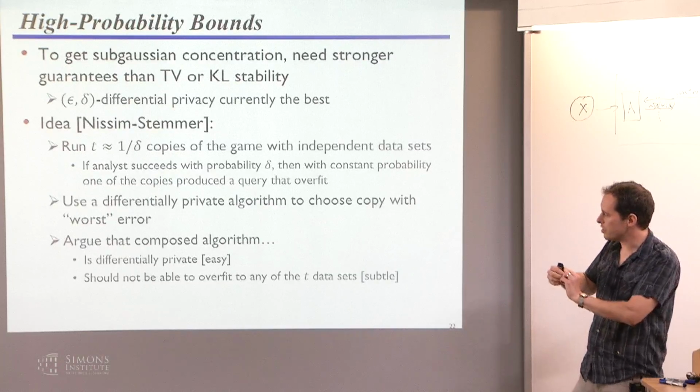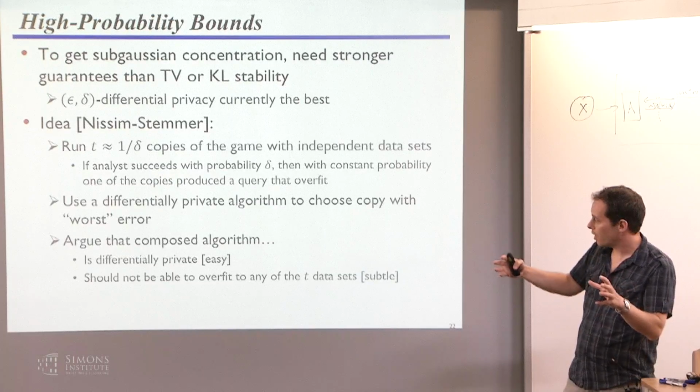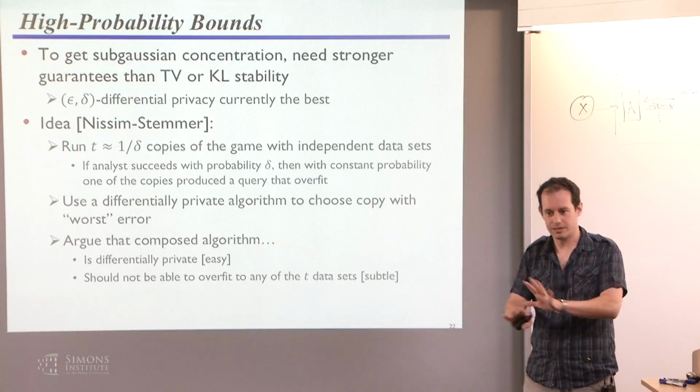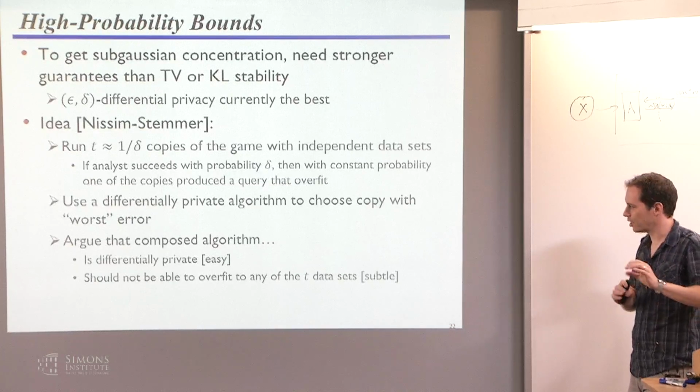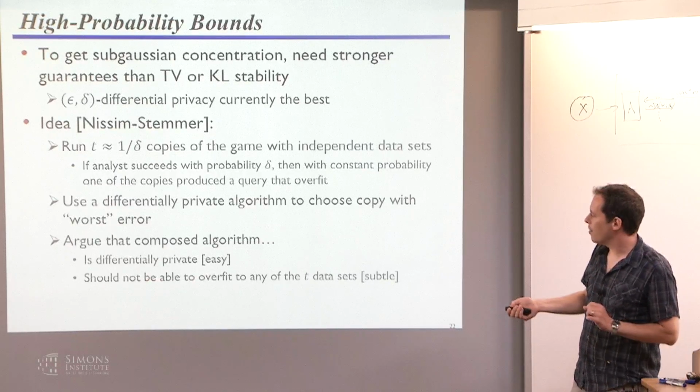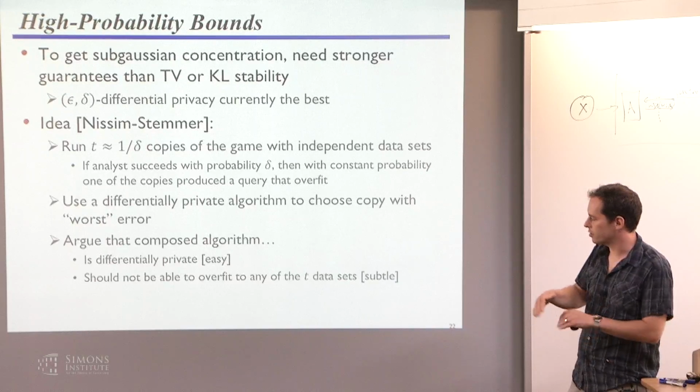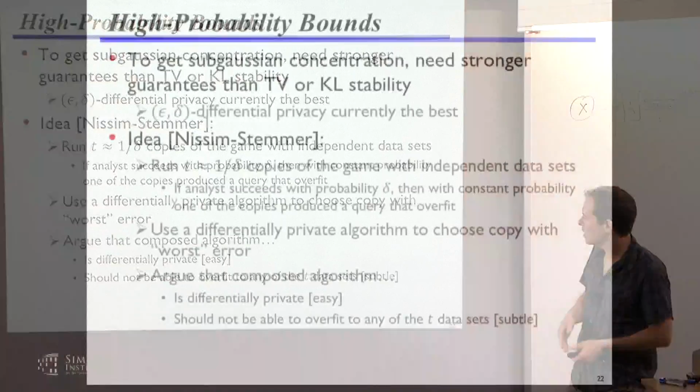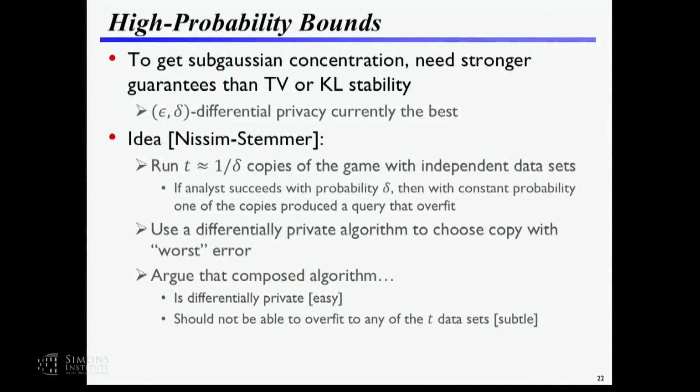Nissim and Stemmer show how to do is to argue that this composed algorithm, first of all, is differentially private. That's easy, you just use the composition for differential privacy, where the privacy guarantee has no dependency on T. It just depends on the original properties of the algorithm. Then there's a more subtle thing that they prove, which is that they extend this expectation bound from the previous slide to show that when the algorithm is differentially private, the algorithm in expectation should not be able to overfit to any of these T data sets.